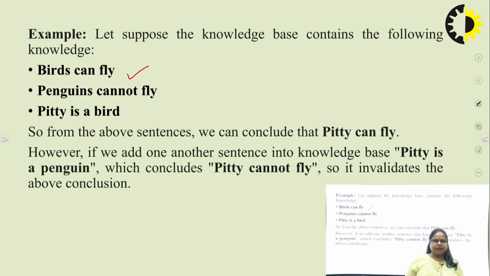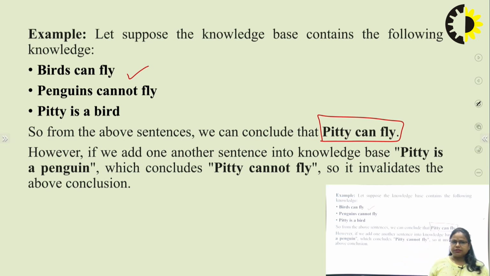Next, we take that Bitty is a bird. It's the name of a bird, Bitty, right? So from the above sentences we can conclude that Bitty can fly, because Bitty is a bird and we have already drawn that birds can fly. So we can say Bitty can fly, right? But if we add one more sentence into the knowledge base, that Bitty is a penguin.